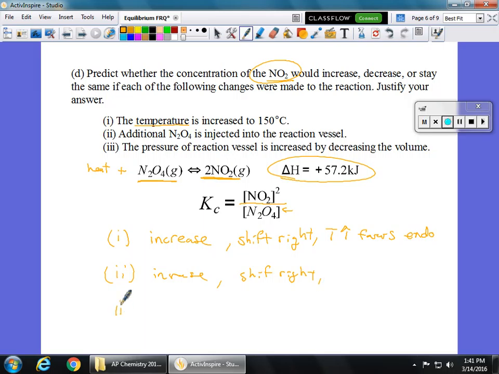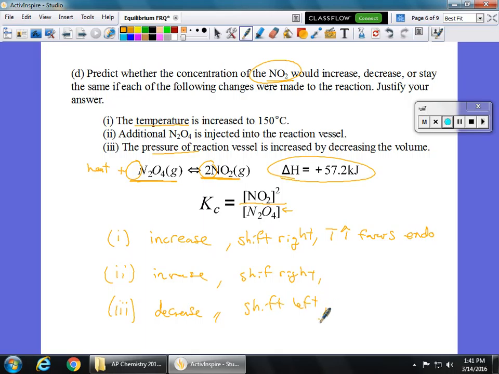Last part, part 3, is pressure. If we're looking at pressure in this equation, we need to look at the moles of gas. We have 1 mole of gas on the left, and 2 moles of gas on the right. Increasing the pressure of the container is going to cause a shift in the direction of fewer moles, which means it's going to shift to the left. So we're going to have a decrease in the NO2 because we're going to have a shift to the left.